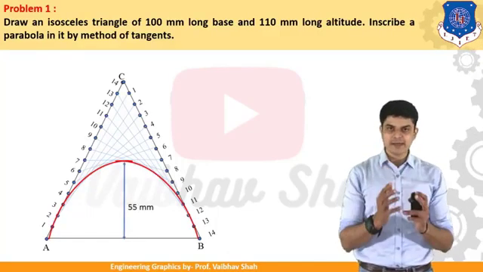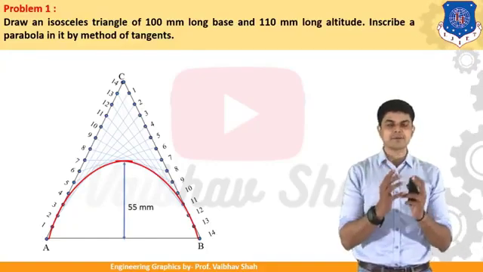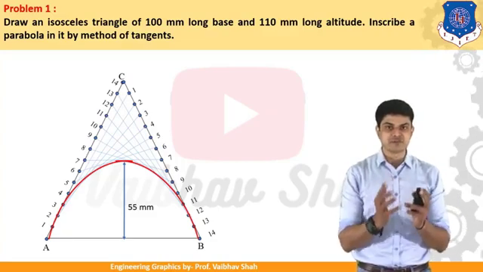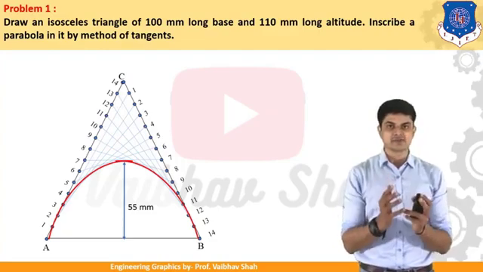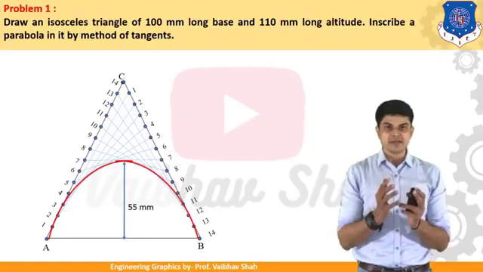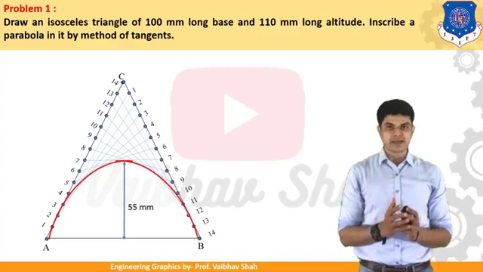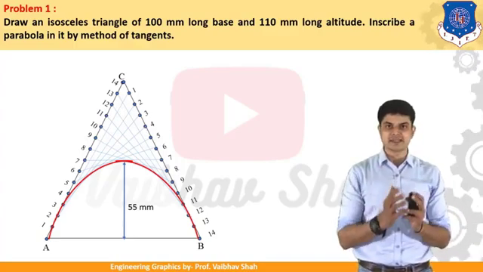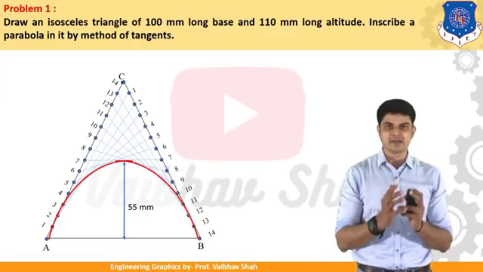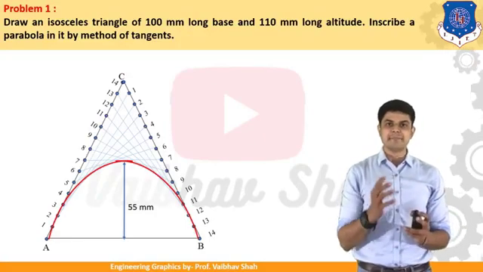But here remember that the axis of the parabola is what? 55 mm. If you try to measure the axis of the parabola it would be 55 mm, but the axis of the isosceles triangle was 110 mm. So always remember, when we double the axis of the parabola, we get the axis of the isosceles triangle. So whenever you are using this tangent method, you should construct the isosceles triangle in such a way that its axis is double the axis of your parabola. Right? So now let us move to the next example.